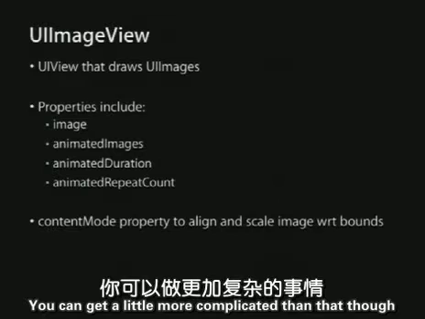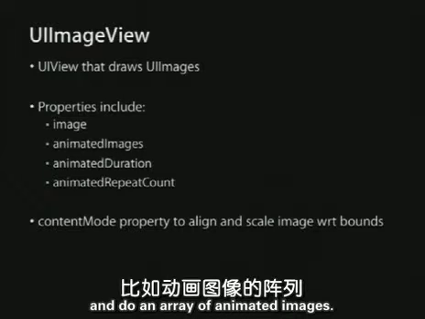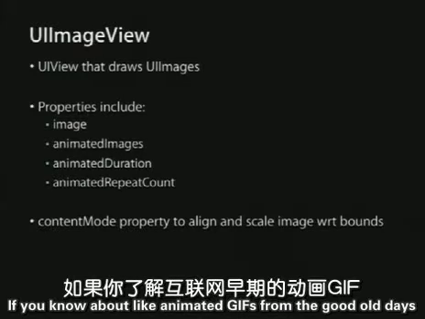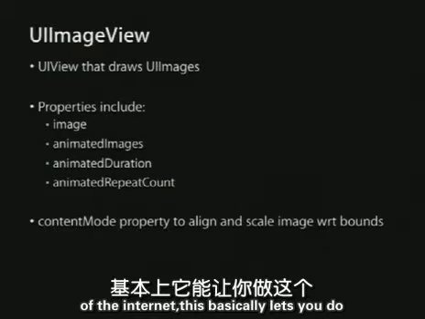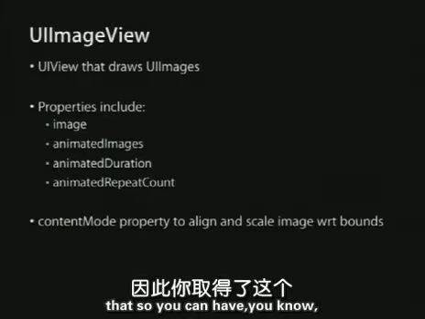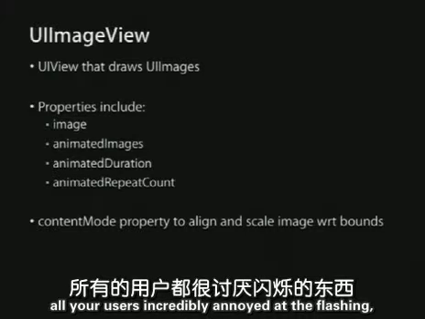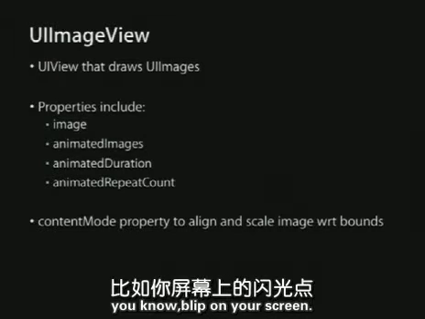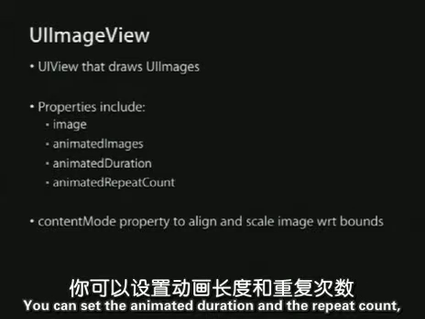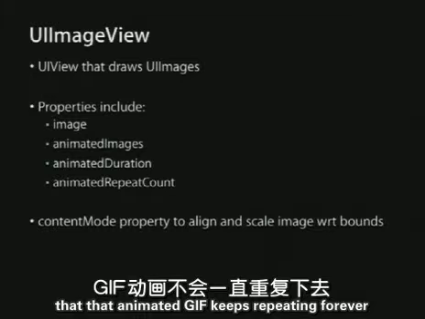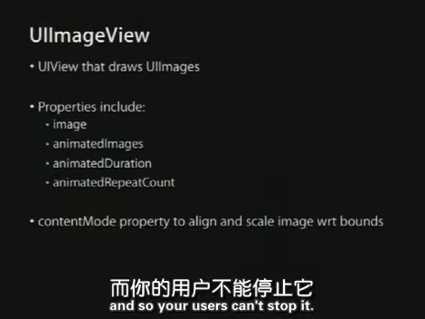You can get a little more complicated than that, though, and set an array of animated images. If you know about animated GIFs from the good old days of the internet, this basically lets you do that. So you can have all your users incredibly annoyed at the flashing blip on your screen. You can set the animation duration and the repeat count. The repeat count makes sure that animated GIF keeps repeating forever, so your users can't stop it.